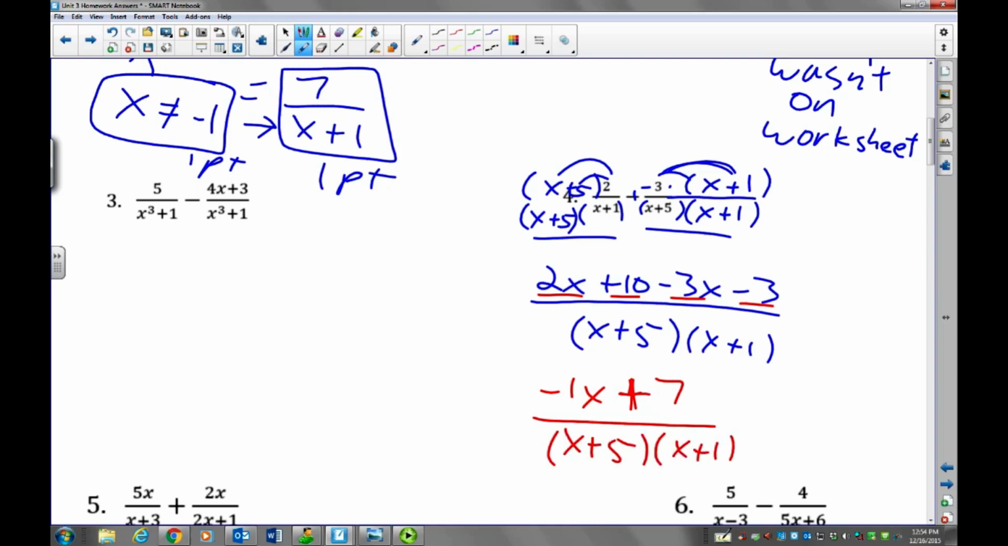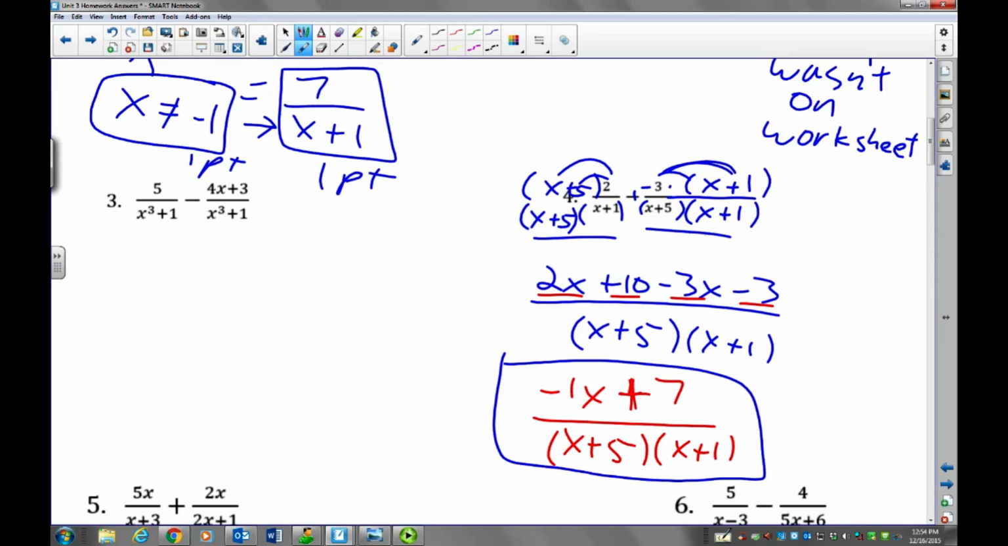And so the 7 doesn't match in the bottom, so we can't cancel those out at all. We also can't cancel the x's, because they're connected, so we can't cancel the x's there at all. So that's just our answer. Now don't forget your exclusions, because that is part of the answer there.